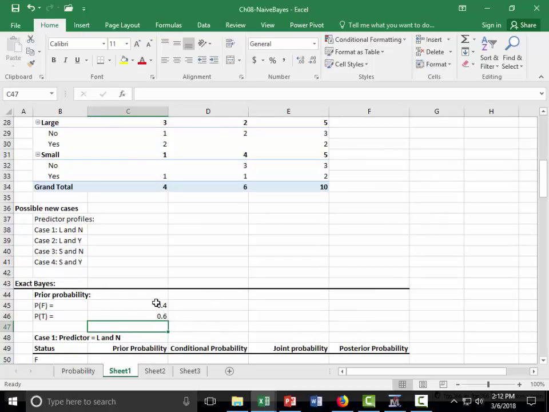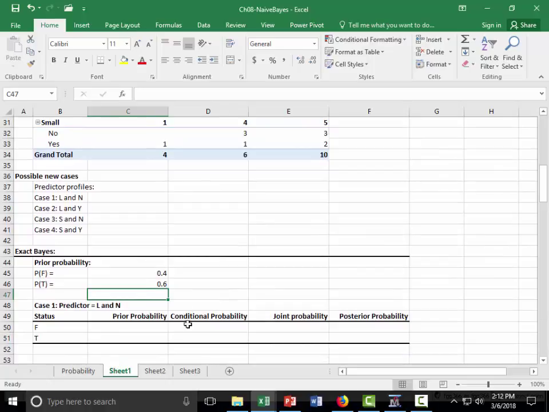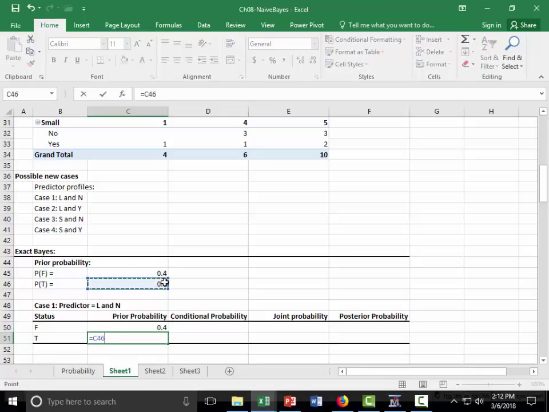Now we want to revise these probabilities given a particular predictor profile. Suppose a company comes up that falls into the category of large and no prior legal problems. How do you revise this probability to the posterior probability? The posterior probability will be our propensity, and then you can use a cutoff point to compare and make a classification. So prior probabilities are these. That's the starting point.